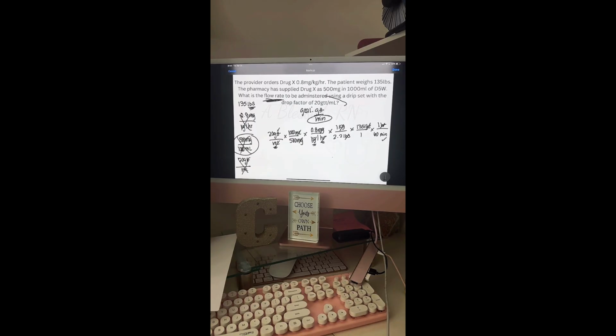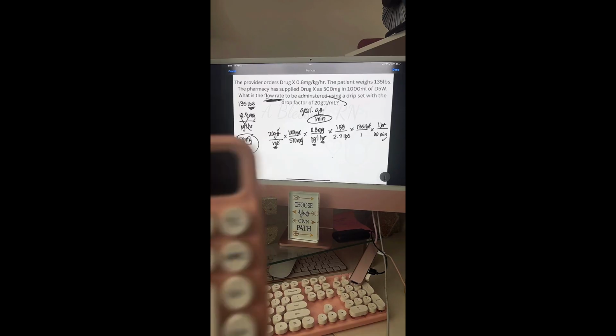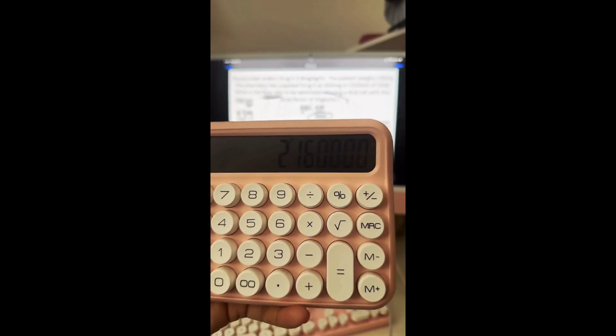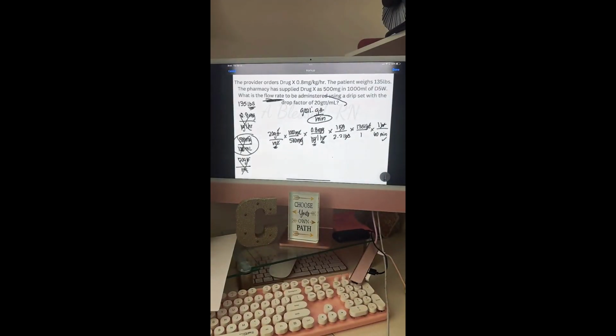So I'm going to do 20 times 1,000 times 0.08. I don't put the ones in because they don't make a difference. Times 135. And that's the end of the top line. So I'll hit divide. Boom. So you see we get this number. Big old fat number, right? Boom, boom. All right. So now I hit divide.